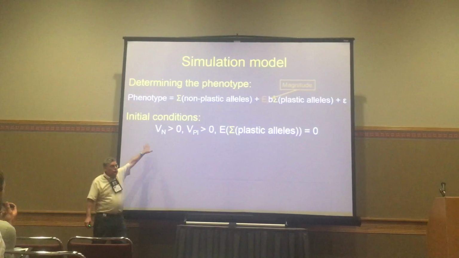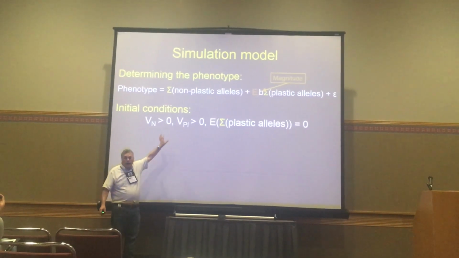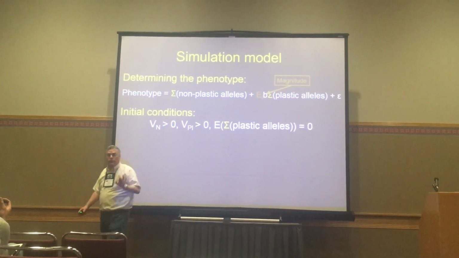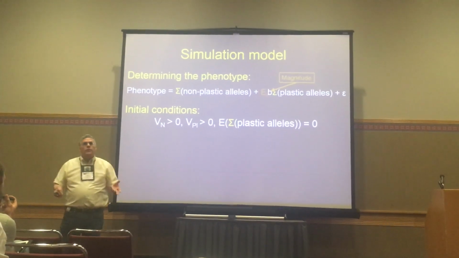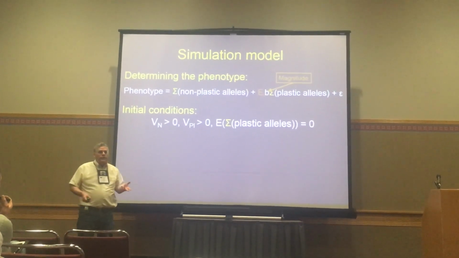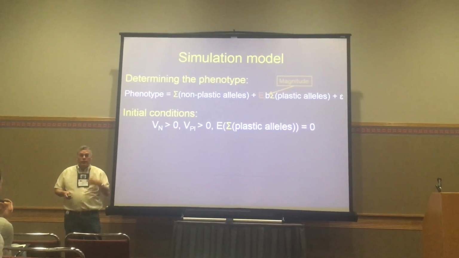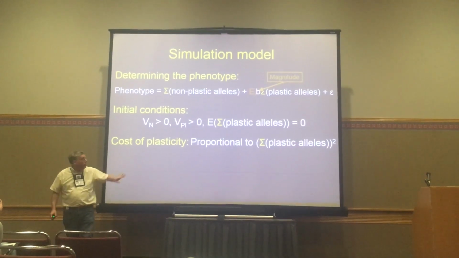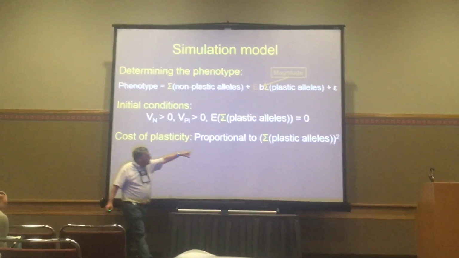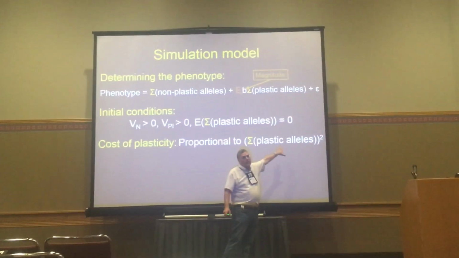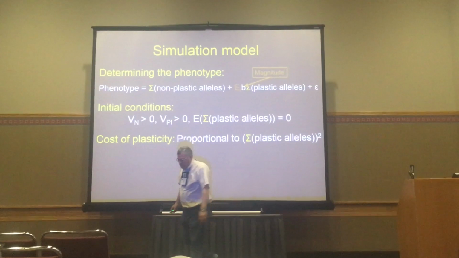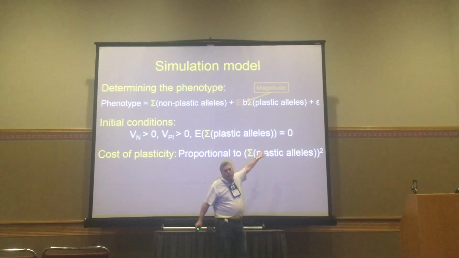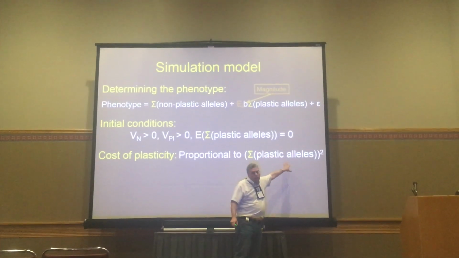We start by, there's genetic variation for both non-plastic and plastic alleles, but the mean expression of those plastic alleles is 0 in the initial environment. That is, there's underlying genetic variation for plasticity, but it's not being expressed in the initial environment. But in addition, what we add for some of the scenarios is a cost to plasticity, in which that cost is proportional to the sum of the square of the value of the alleles. In other words, the mean expression of the alleles might be 0, but there's still going to be a cost.